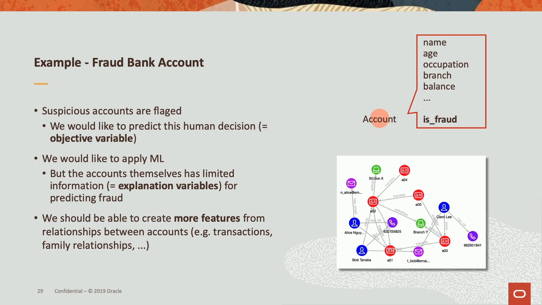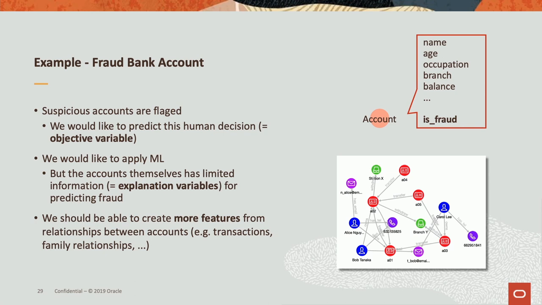For the information of an account, they have the name and age of the owner, and also the branch and balance of this account. But we cannot really predict whether this account is a bad account or not from this static information. Of course, we should look into transactions and also the family relationships, etc. So we would like to predict this human decision, whether this is supposed to be a fraud, bad account or not.